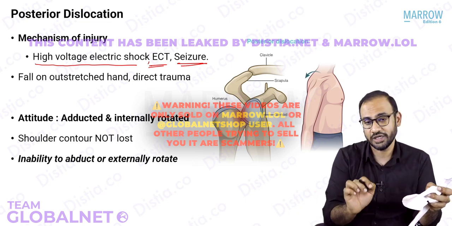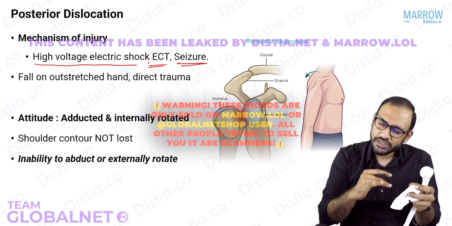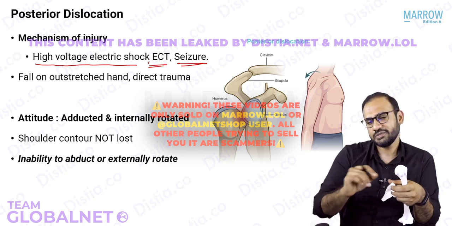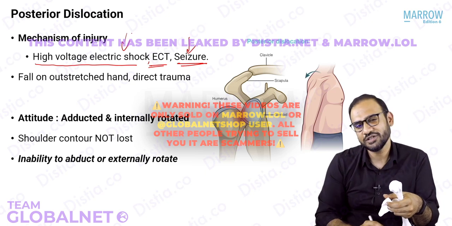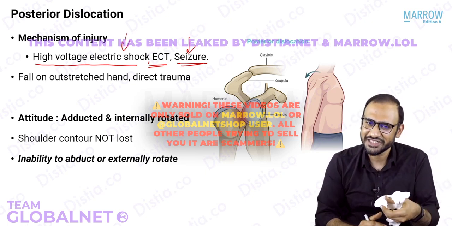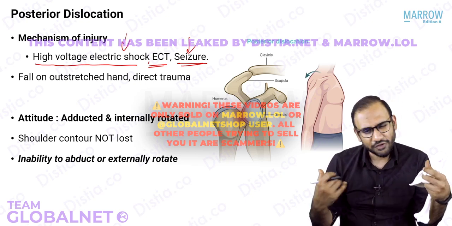And very importantly, the contour of the shoulder is not lost here. And that is why it usually is missed. There are two important reasons why it is missed. First is that these patients who have seizures, or these patients who have high voltage electrical shocks, they don't remember what has hit them. A seizure patient doesn't remember he had seizures, right? So he will have seizures, then he'll come to you. And when he's brought to you, he will complain of shoulder pain.